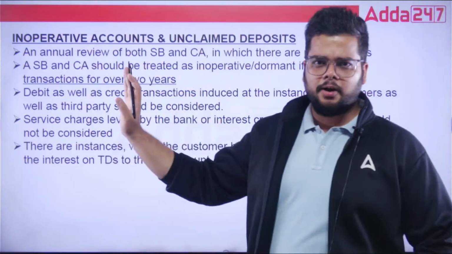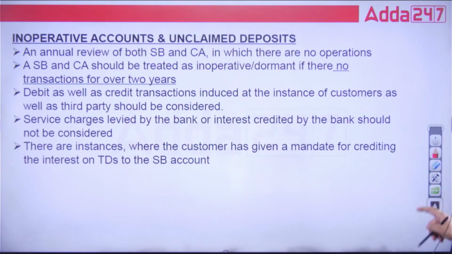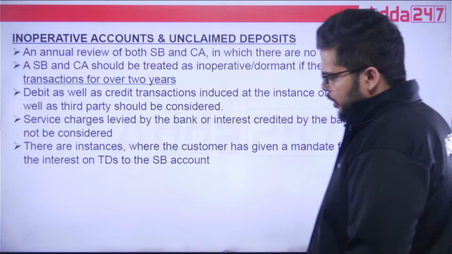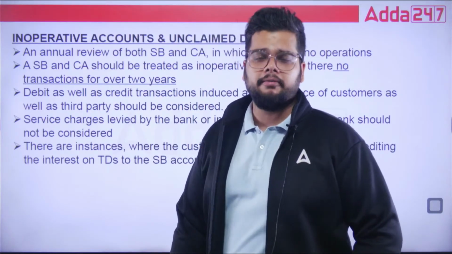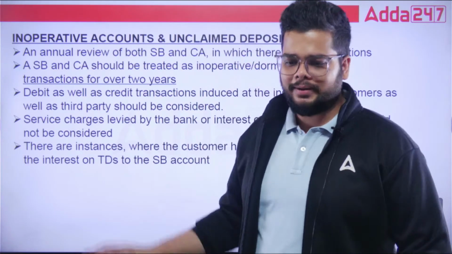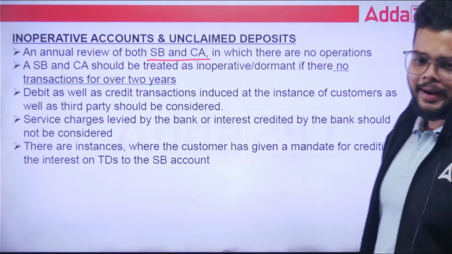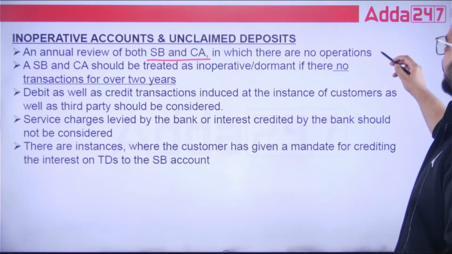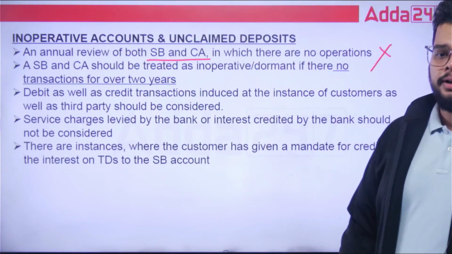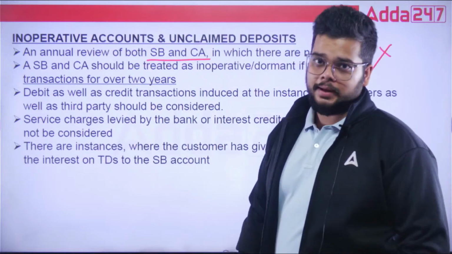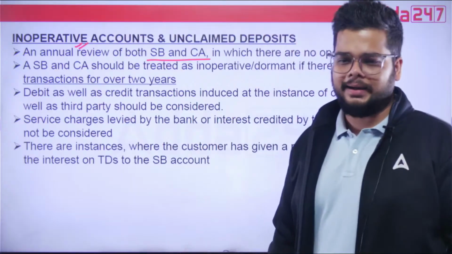One type of deposit account we have seen, that is your current account. Now we will be focusing on the unclaimed deposits, because the guidelines for unclaimed deposits, the inoperative accounts, chances are high that a question can be asked from there. So an annual review of both the saving bank account and the current account in which there are no operations. If nobody is operating that particular account, you should know, being a banker. So annual review is there. Mark this, highly important. Question can be directly asked.